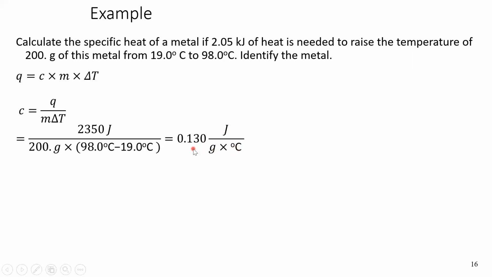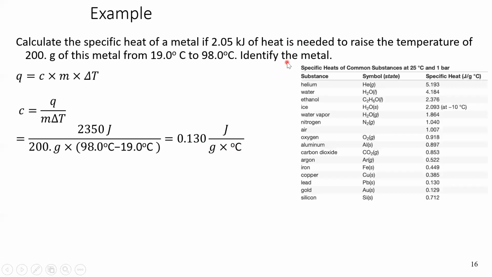Now, once we know the specific heat, we can identify the metal. The way we would do that is by looking at a table. I called back up that table that we had a couple of slides ago, and see if you can identify what the metal is. Okay, so we look through there, we find 0.130, and the metal is in fact lead. And you can use these kinds of data to identify what a metal is.